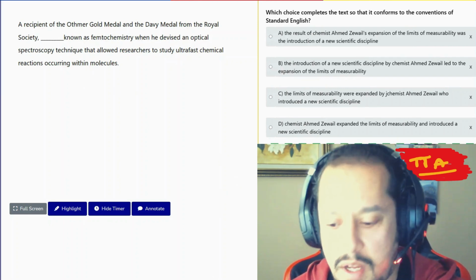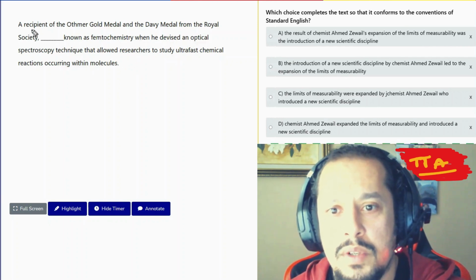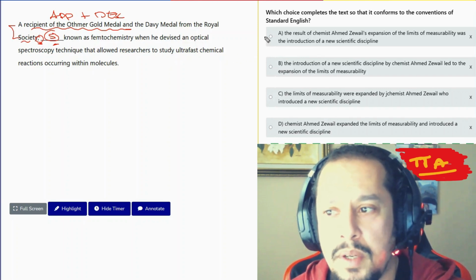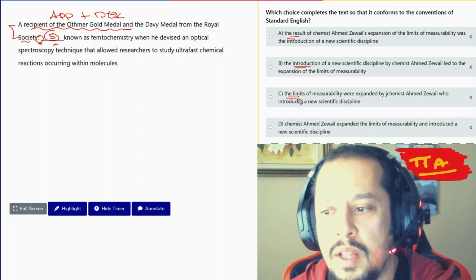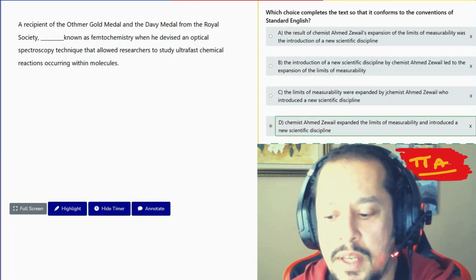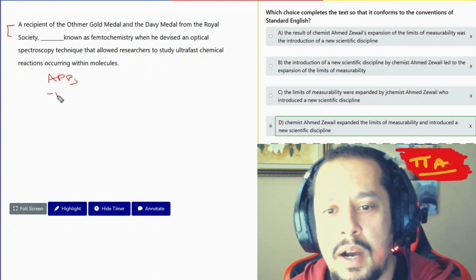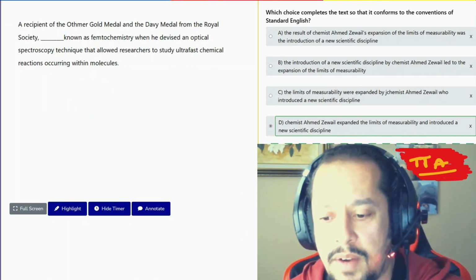Okay, so we have to ask ourselves, who or what is a recipient of the gold medal? This is an appositive phrase. It's describing something. So after the comma, we need the subject of the modifying phrase. So who is a recipient? The result, the introduction, the limit, or the chemist? The chemist Ahmed Zewail. We're going to say answer D. So remember, when you have a modifying phrase, whether it's a comma, -ing structure, comma, or -ed structure, comma, you need to have after the comma the correct subject of that modifier.